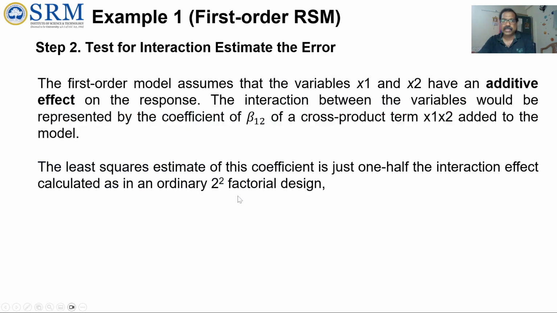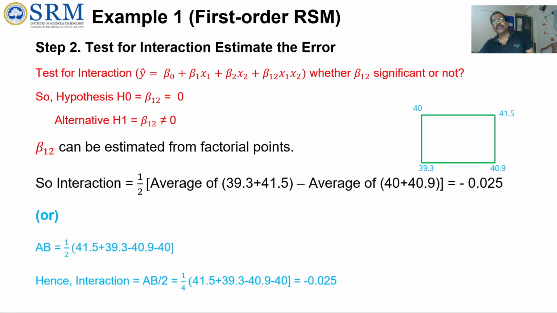Once we calculate the mean square error, we need to go for a test of interaction, whether the interaction is significant or not. So the hypothesis, we know: beta 12 equal to 0, beta 12 not equal to 0. That's it. So how do we calculate the interaction? Interaction in the sense of 2 corner points: 39.3 and 41.5, and 40 and 40.9. Finding 1 by 2 of the average of this and this will give us some value. That value is the interaction value.